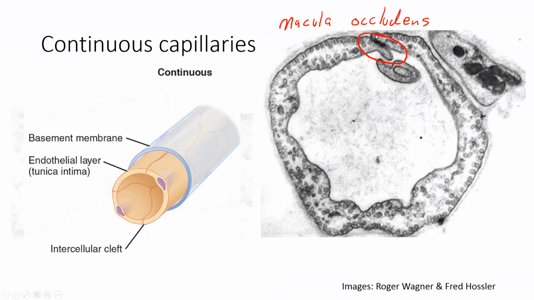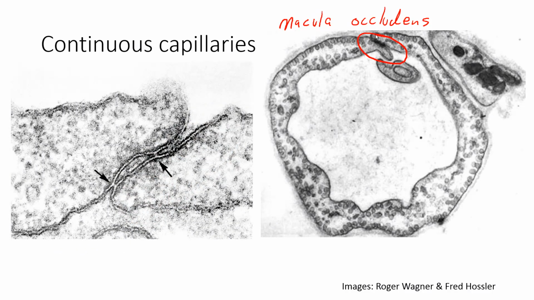And if we zoom in and look at that structure at very high magnification, we can see that the macula occludens is actually a series of discontinuous tight junctions. This is going to form, for all intents and purposes, an impenetrable barrier. Stuff can't diffuse from the blood space in here unless it's hydrophobic. So this is where the blood would be, and then the tissue space would be out here.